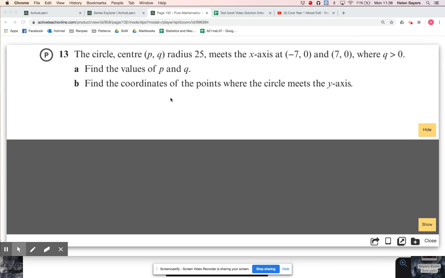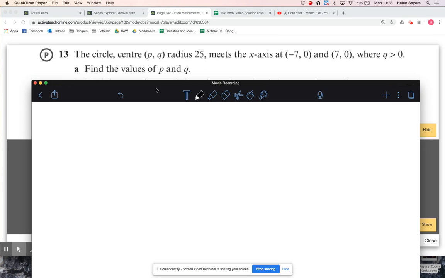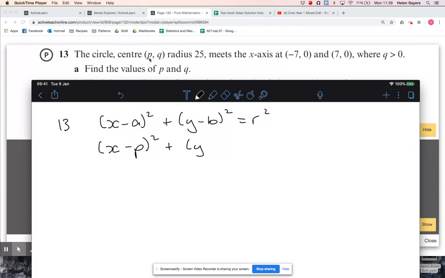Okay, so I think there's going to be more than one potential way of solving this. The way I'm going to go for is to say, I know generally the equation of the circle is (x minus a) all squared plus (y minus b) all squared equals r squared. For this one, the centre has x coordinate p and y coordinate q, and the radius is 25. So that equals 25 squared, so 625. So that's the equation of the circle.